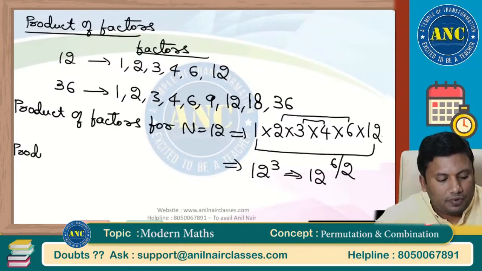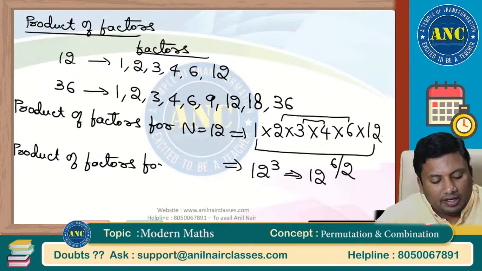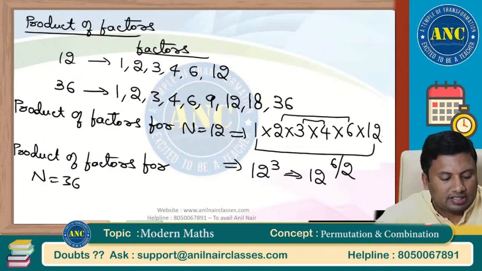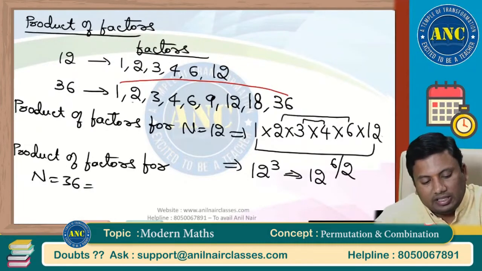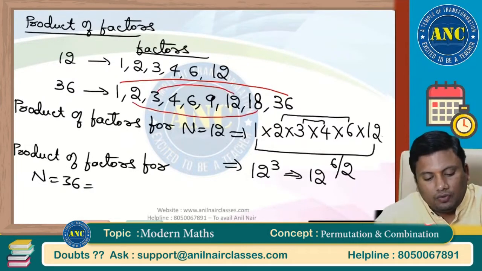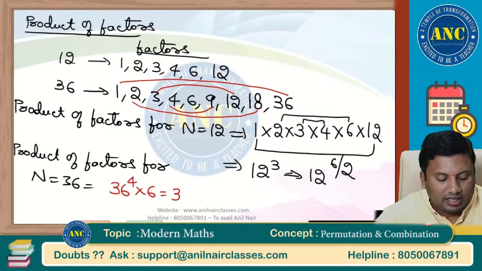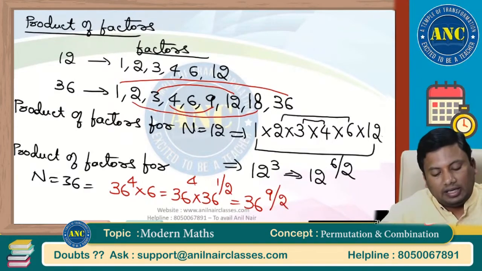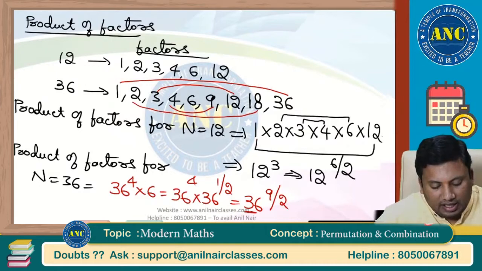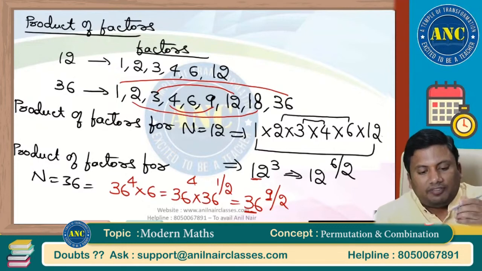Similarly, product of the factors for n equal to 36. Let us see what we are getting. 36 is 1 into 36, 2 into 18, 3 into 12, 4 into 9. So 36 power 4 into 6, and 6 is 36 power 1 by 2. This is nothing but 36 power 9 by 2. 36 is the number, 9 is the total factors. 12 is the number, 6 is the total factors.